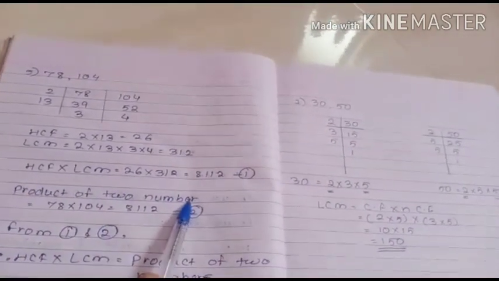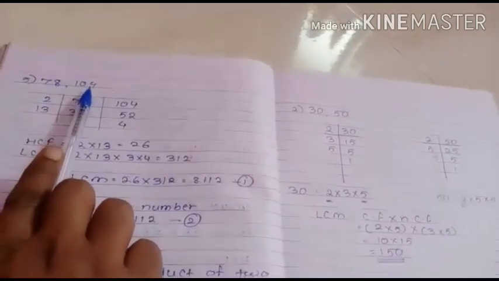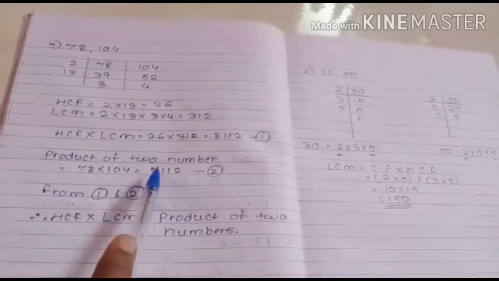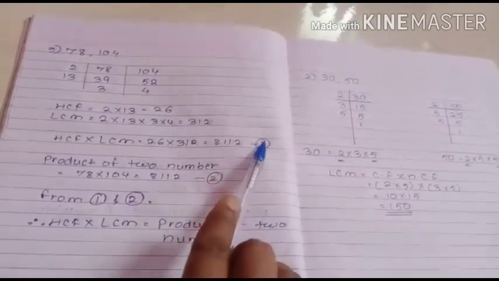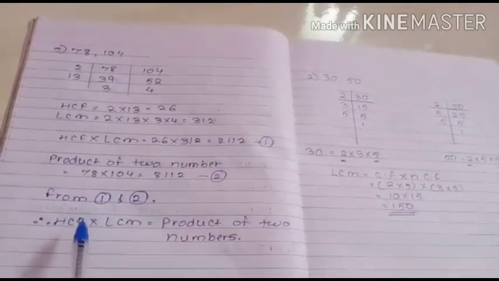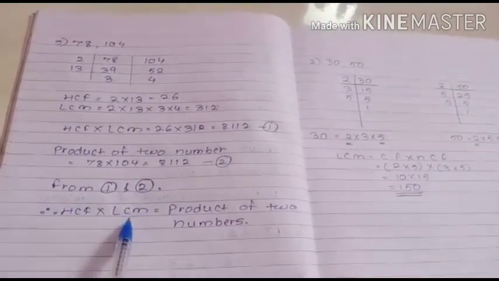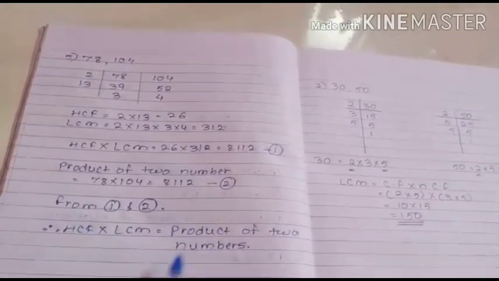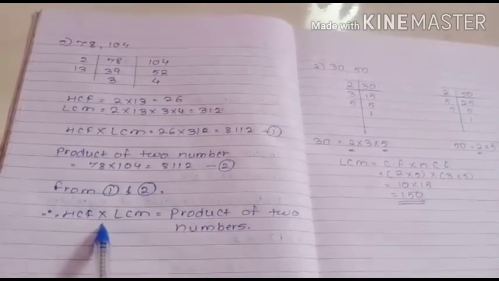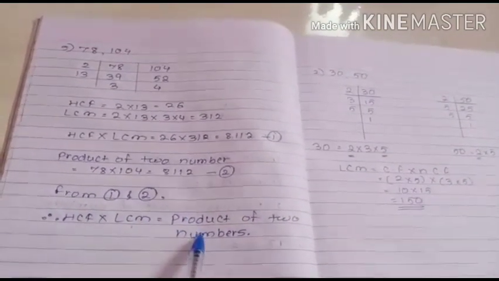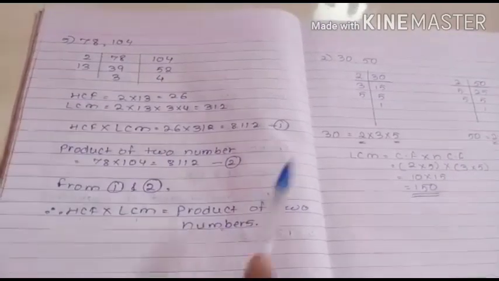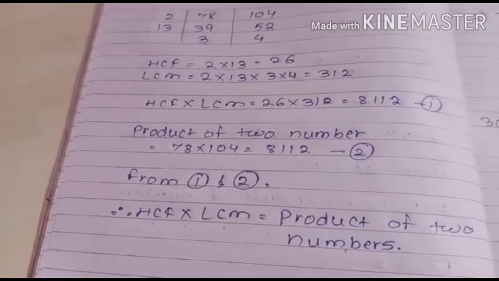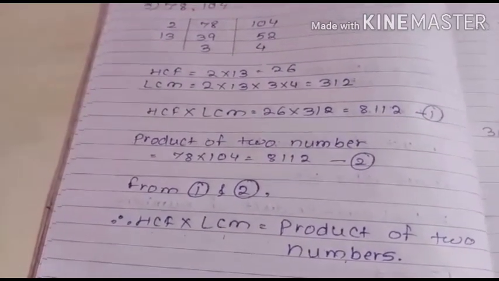Product of two numbers. Now which two numbers are there? 78 and 104. And product means multiplication. My answer is 8112. So from 1 and 2 both are the same. So the product of SCF and LCM is equal to the product of the two numbers. This is a general rule. The product of SCF and LCM is equal to the product of two numbers. Is this concept clear to everyone? So with this we finish practice set 13, question number 1 and question number 2.